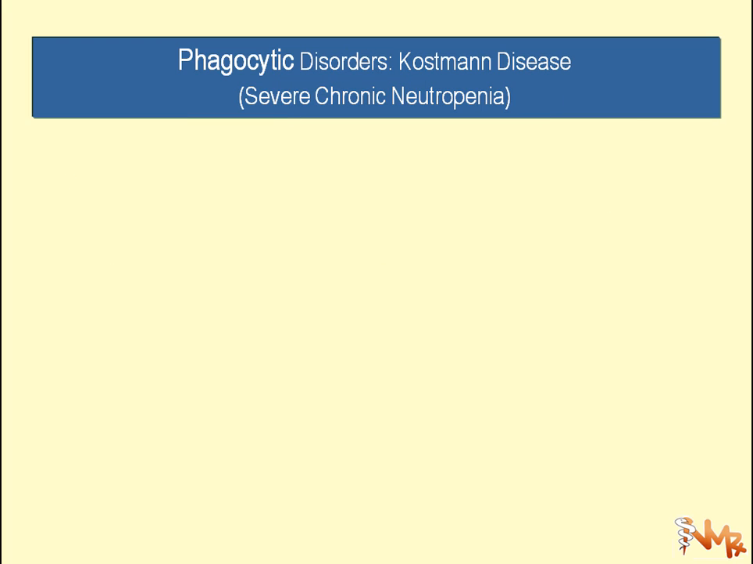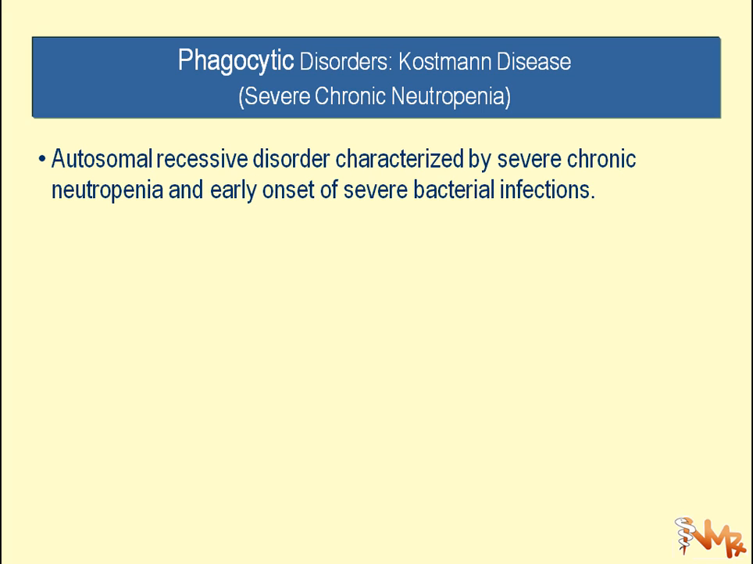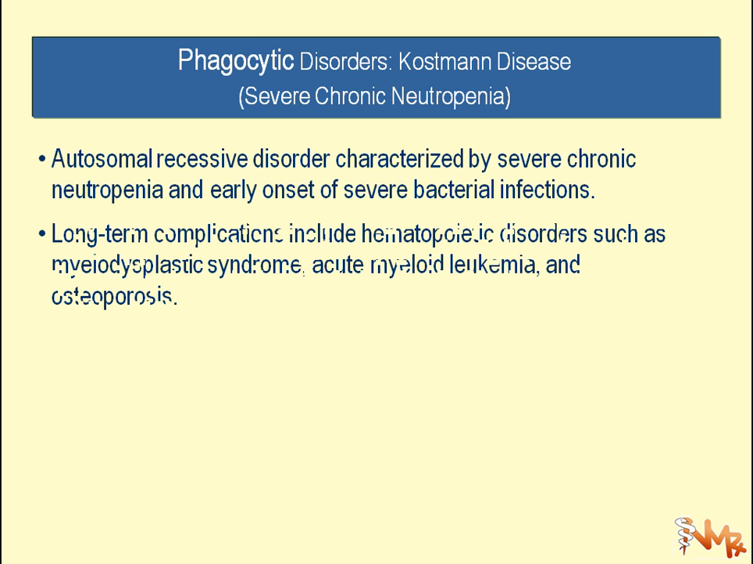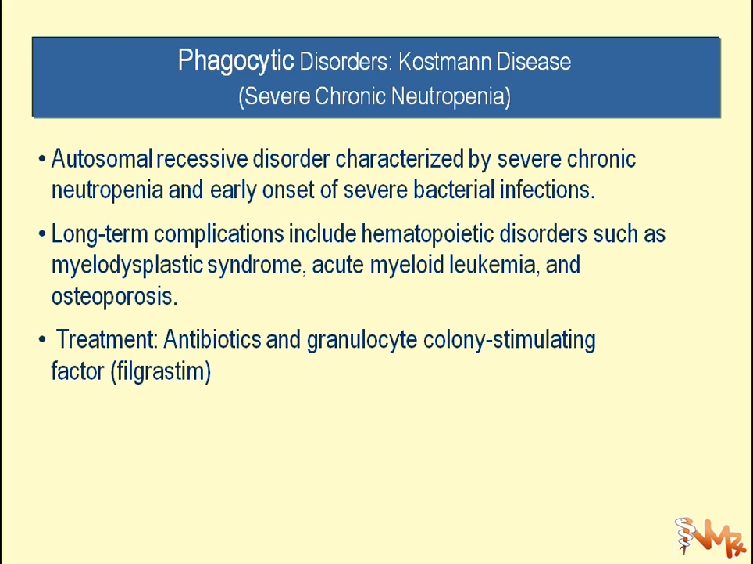We continue with phagocytic disorders. We have a few lower yield conditions. One is Kostmann's disease. AKA of this condition is severe chronic neutropenia. This is an autosomal recessive disorder characterized by severe chronic neutropenia and early onset of severe bacterial infections. Long-term implications of the condition include hematopoietic disorders such as myelodysplastic syndrome, acute myeloid leukemia, and osteoporosis. Treatment: use of antibiotics and granulocyte colony stimulating factors.